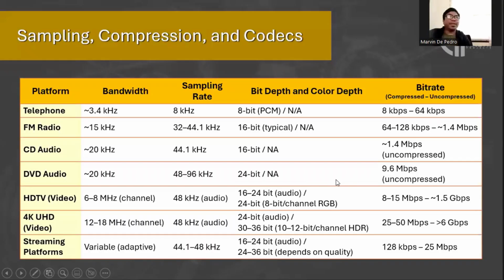So in summary, of course we cannot cover everything about the technologies that involve audio and video, but here's a quick summary for comparison purposes. As you can see, the higher the sampling rate, the higher the bandwidth requirement. That's one thing that we have to understand. Also, the higher the bit depth, the higher the bit rate. Bit rate concerns both the bandwidth and the storage. So higher bit depth or color depth means higher bit rate, which corresponds to higher bandwidth and higher storage requirements. You can take a screenshot of this.